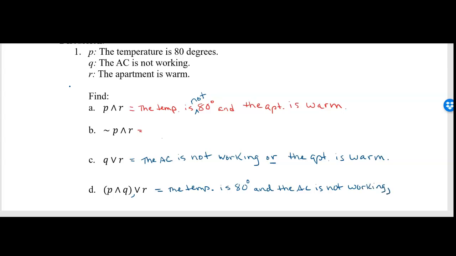Comma, or the apartment is warm. I put a comma here because that would indicate, if we were going the other way, that these two would be in the parentheses. And then it would be that. Depending on where the parentheses is, that's going to tell you where you would put the comma. All right, let's try another one.